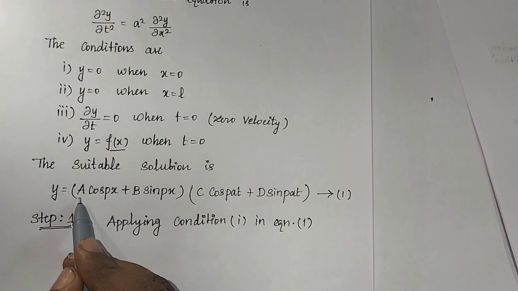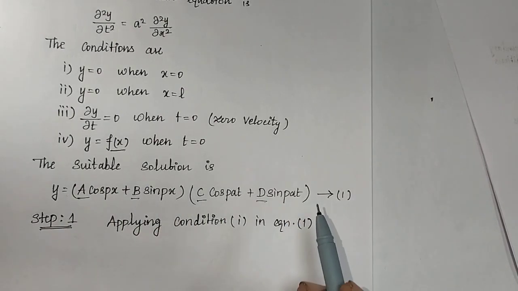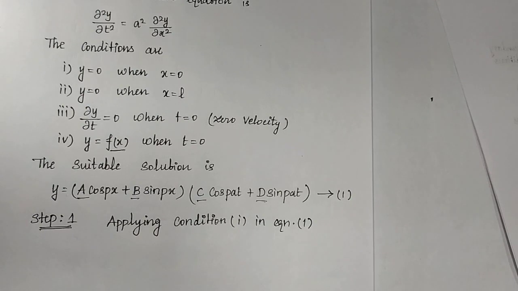For what? Because we have to eliminate these a, b, c, d. When substituting condition 1, we can eliminate one constant. When substituting condition 2, we can eliminate another one. Like that, we have to substitute one by one. So I am taking step 1. I am going to apply condition 1 in equation 1.